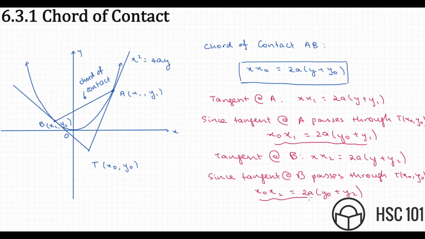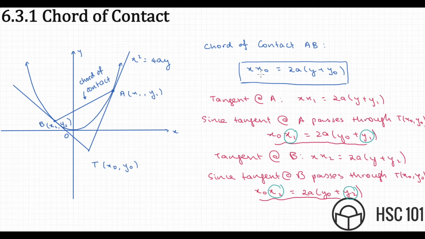And what happens is that when we look at these identities, we realize that they look pretty much the same. Where the two identities differ is that the x1 becomes the x2 in the second case, and the y1 becomes y2 in the second case. And the idea behind the proof requires you to know that when we're looking for the equation of a line, two points define a unique line. So when I look at the equation x x0 equals 2a times y plus y0, this must be the equation of the chord of contact, or in other words, the line that passes through A and B.